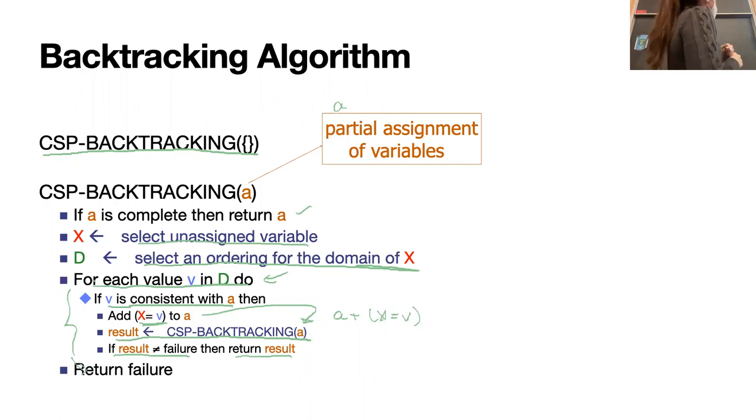Yeah, that's a great question. Do we make sure that we don't go through the same set of variables twice? We will not go through the same set of variables. We will not go through the same set of values for a variable, but we might go through the same set of values multiple times if they're the same domain for a variable. That's exactly why we select an ordering here, so you don't get into that situation. Good question. Other questions on this?